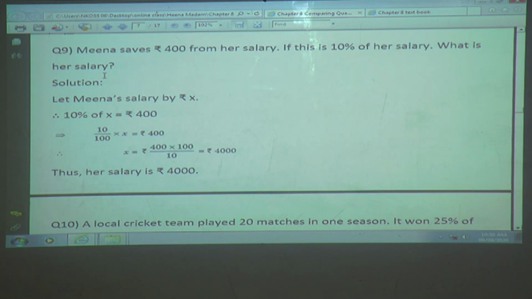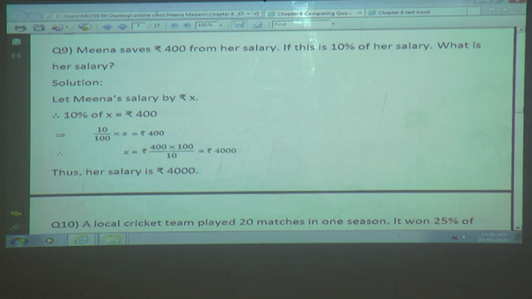So let Meera's salary be X. We don't know it, we have to find out Meera's salary, so we are considering it as X. Now the percentage of salary she is saving is 10%. So 10% of X is equal to how much? It is 400. 10% of X is equal to 400. Now if you get this statement, you can solve.